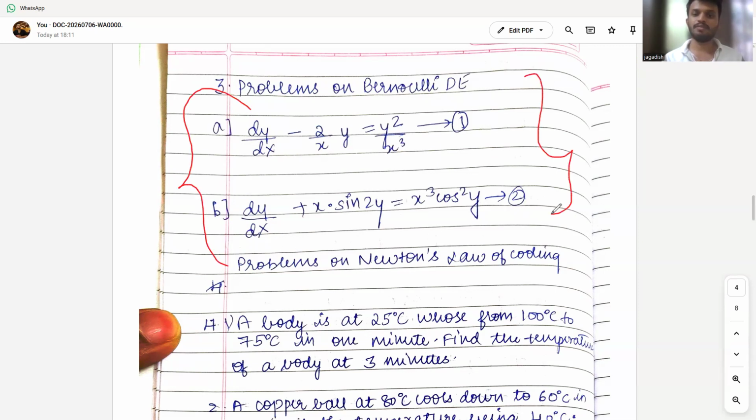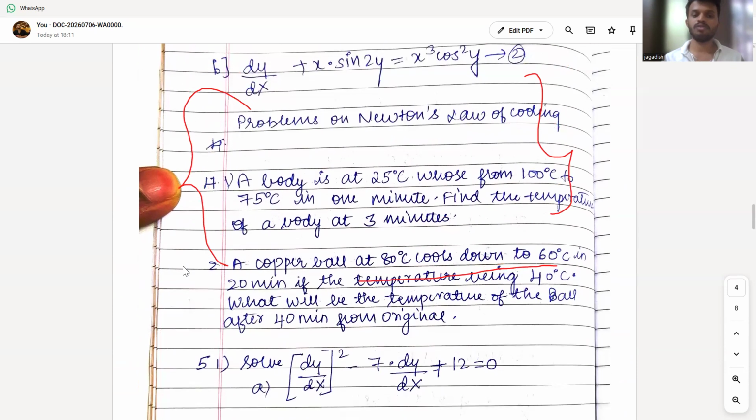Okay, so next come the problems on Newton's laws of cooling. They will be giving you the statement problem. There's a formula for Newton's laws of cooling, so you have to use that formula. This body is taking this much time to cool, this much time for the copper. These two questions are most repeated in your examination. So solve the problems based on Newton's laws of cooling. Next, they have given a body at 25 degrees Celsius, which goes from 100 degrees to 75 taking this many minutes. Find the temperature of the body after 3 minutes.